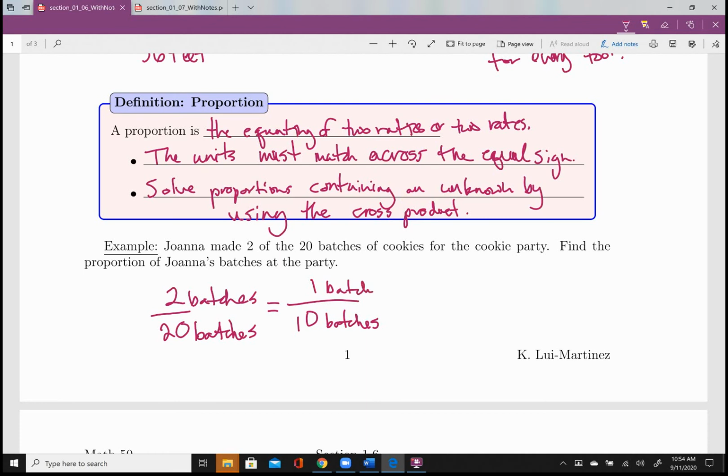So for every 1 batch that Joanna made, there were 10 batches of cookies at the cookie party, okay? So yeah, the proportion would therefore be of Joanna's batches. So Joanna made 1 out of every 10 batches of cookies at the cookie party.